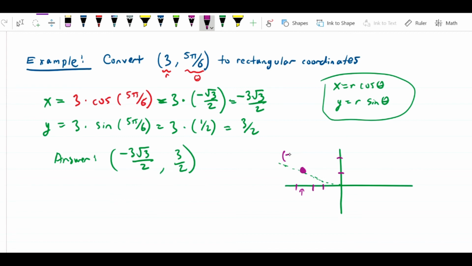So this is the point negative 3 root 3 over 2, 3 halves, which can also be described as 3 comma 5 pi over 6. Okay, so that's the answer there.